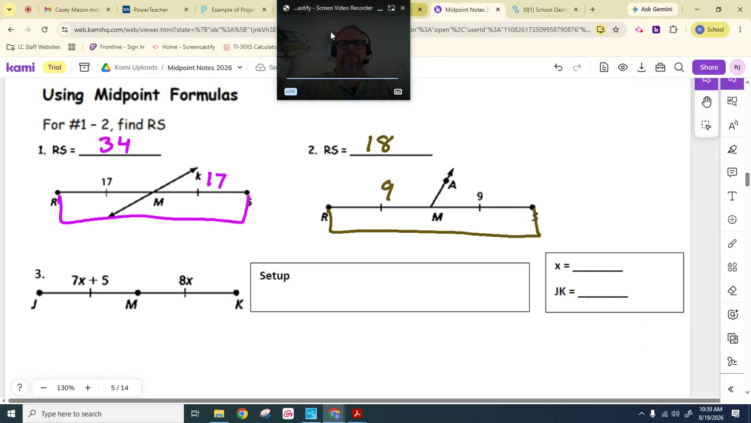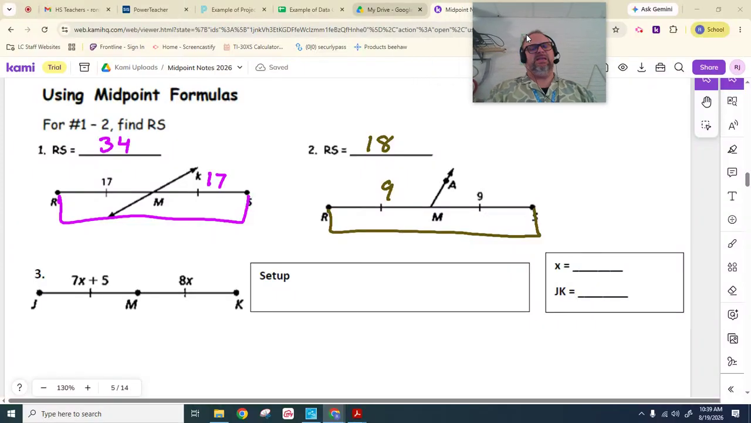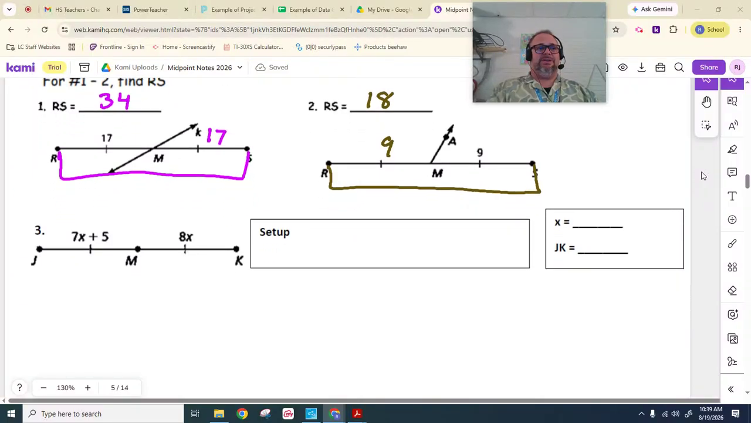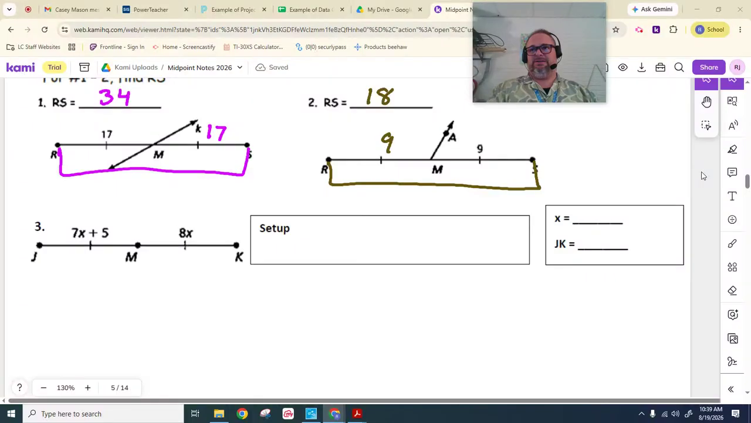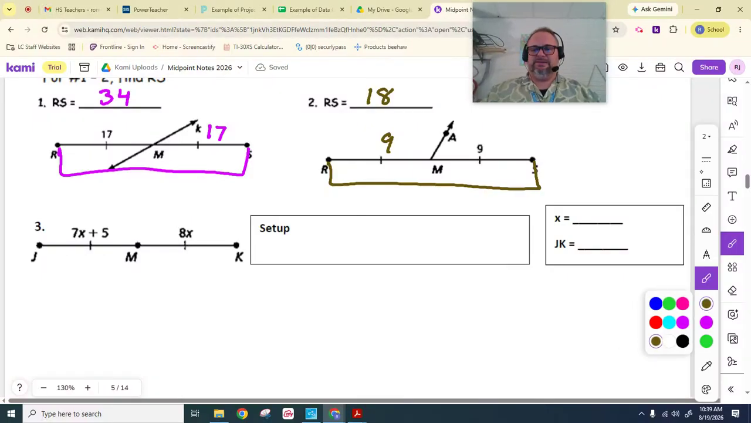Now, a lot of people are saying, well, why is he being so mean? I'm actually trying to hold y'all to a standard. And some of y'all haven't been held to a standard. Okay? We talked about this.